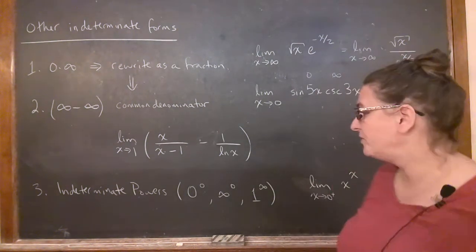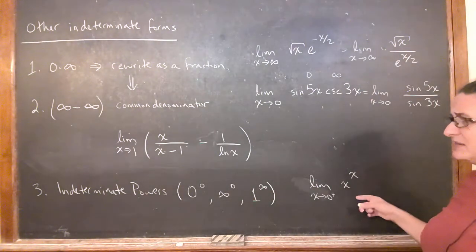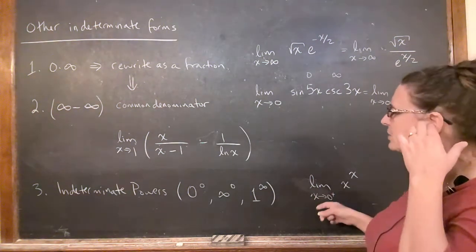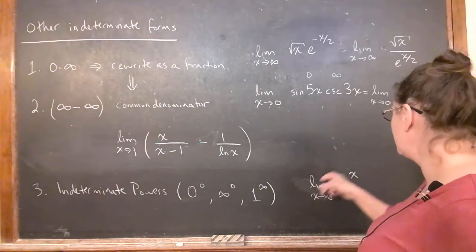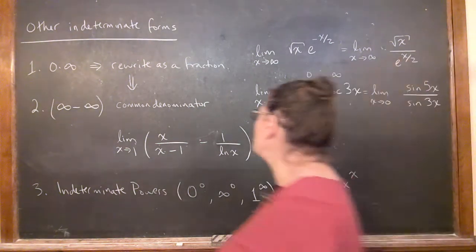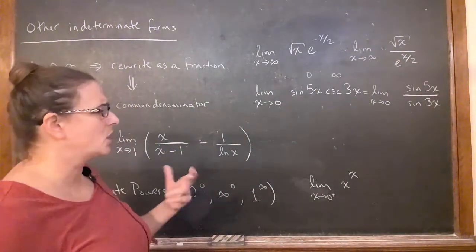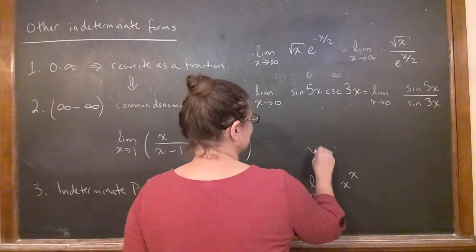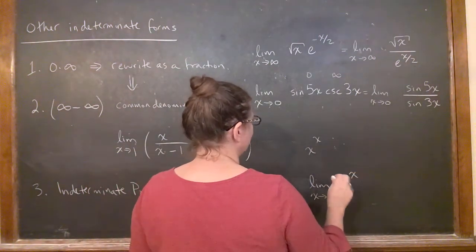All right, so these, you kind of do the same thing though. You want to rewrite it as a fraction. Really, you want to get it out of this form. So you first write it as a logarithm, right? So if I have x to the x, I'm just going to talk about it real briefly here.